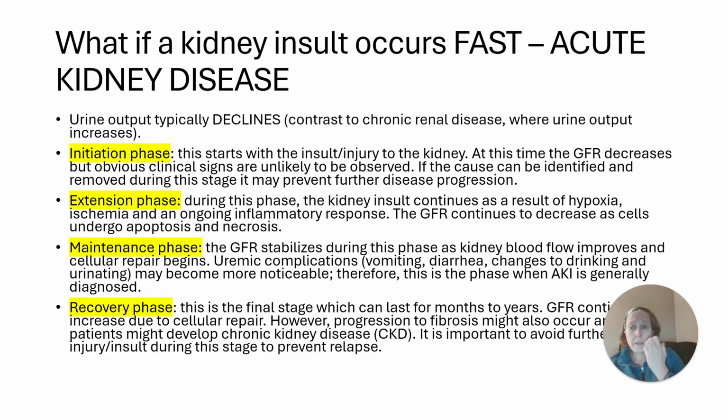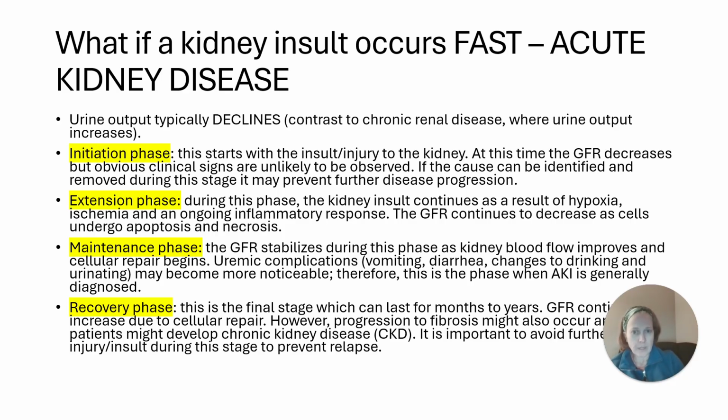And what we see in acute kidney disease, unlike chronic kidney disease, where we see an excess of urine output because the kidneys are no longer holding onto water, is that when you have an acute kidney injury, you typically get a sudden decline in urine production. So urine output drops quickly. There are multiple phases of this.